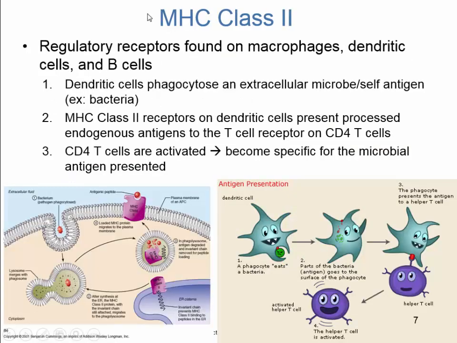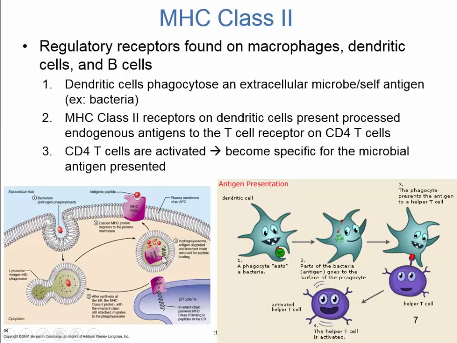MHC class 2 molecules are found on B cells, macrophages, and dendritic cells. These cells continue to produce these regulatory receptors that are necessary for the process of antigen presentation. Dendritic cells, if they phagocytose an extracellular microbe, can then present that extracellular microbe in the MHC class 2 receptor. The MHC class 2 receptor is loaded with that microbe.